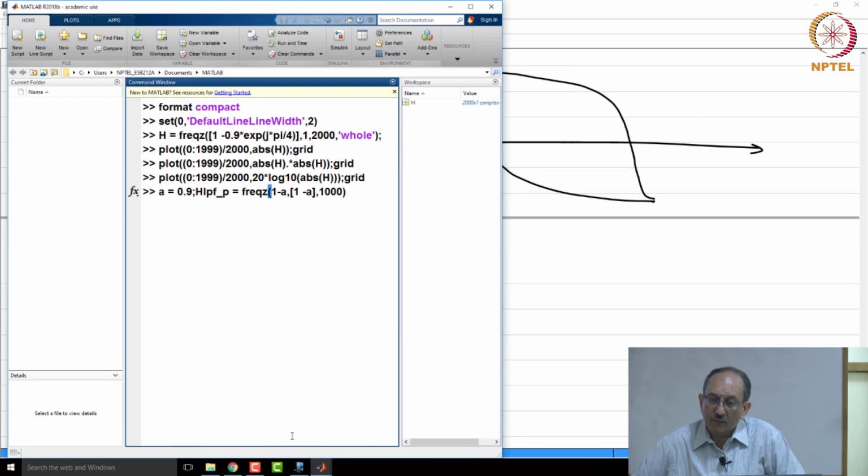Denominator is 1 minus a z inverse. Then I am going to evaluate this at 1000 points. So, this is my low pass filter. Okay.